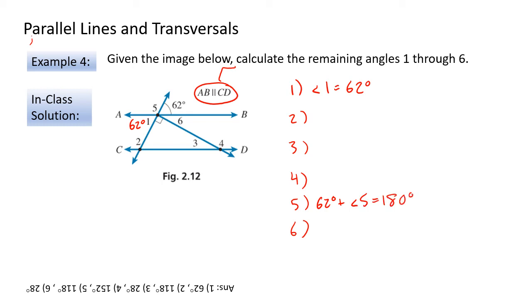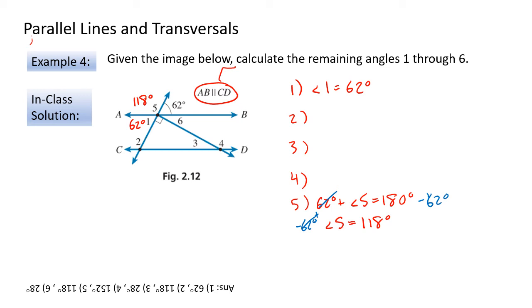Because they're supplementary angles. So if we solve for it, I'll move item 6 out of the way. By subtracting 62 degrees from both sides of the equation, these two cancel. Angle 5, okay, is equal to 118 degrees. So this is why I wrote all of the angles out, okay? Because you can solve this any number of ways that you choose to, okay?